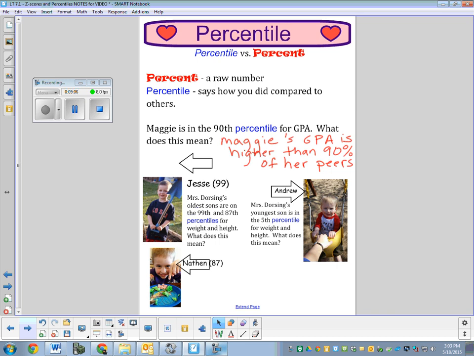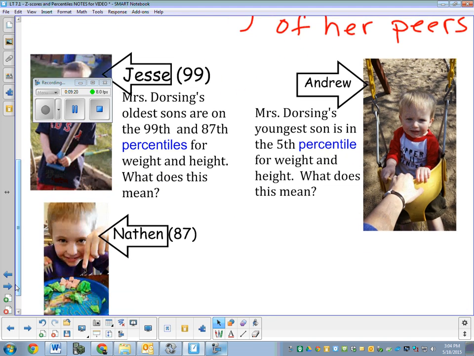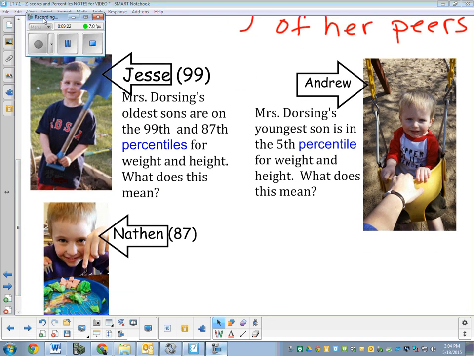In other words, she's in the top 10% of her class. She has a pretty good GPA. Some other examples would be like this. I've got 3 sons. 2 of my sons, generally as they've grown up, have been either in the 99th or the 87th percentiles for their weight and their height. So we have Jesse and we have Nathan.